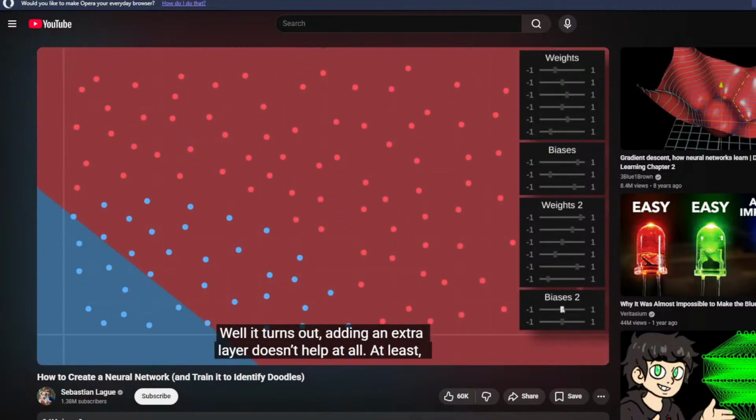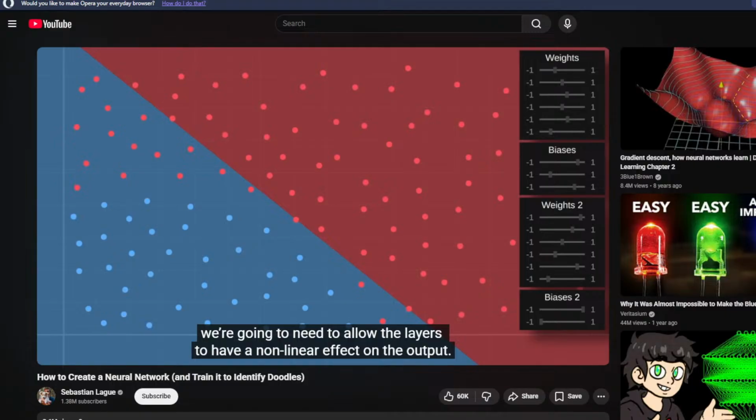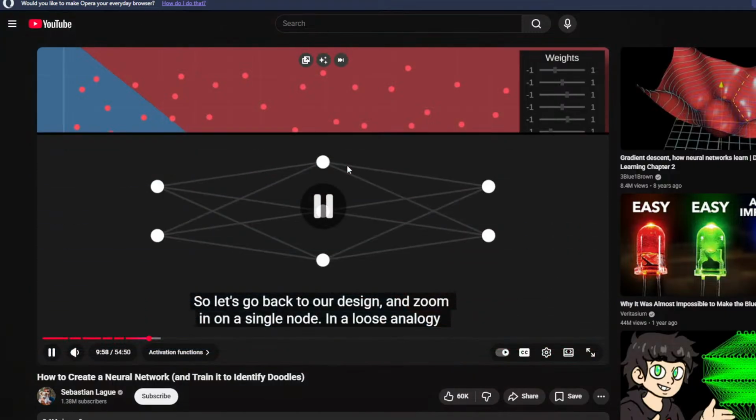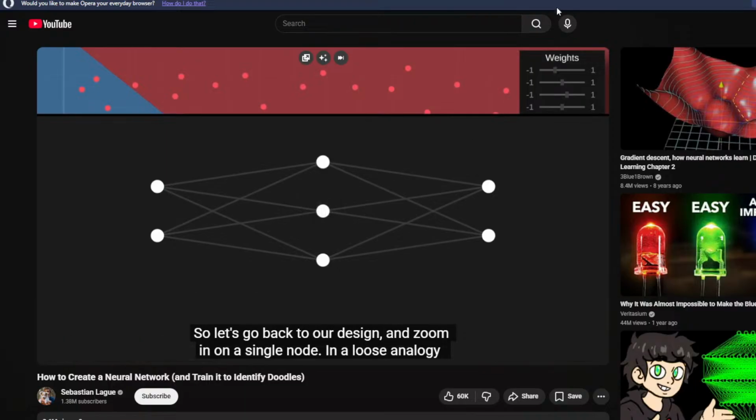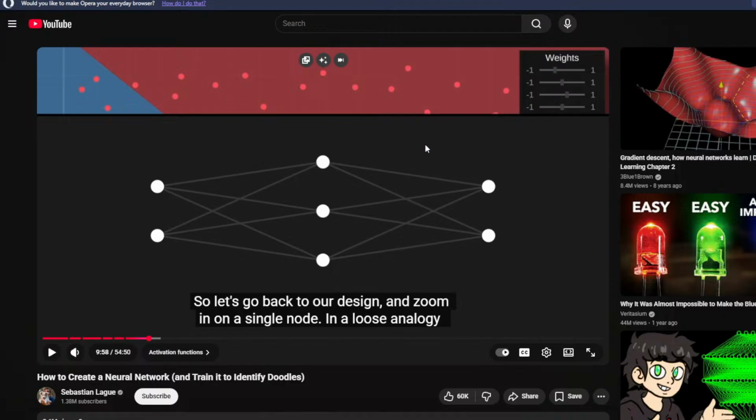Well, it turns out adding an extra layer doesn't help at all, at least not on its own. To make this boundary bend, we're going to need to allow the layers to have a non-linear effect on the output. This is exactly how we got here in the first place: we were confused about the nonlinearity effect of things. So let's go back to our design and look at that.